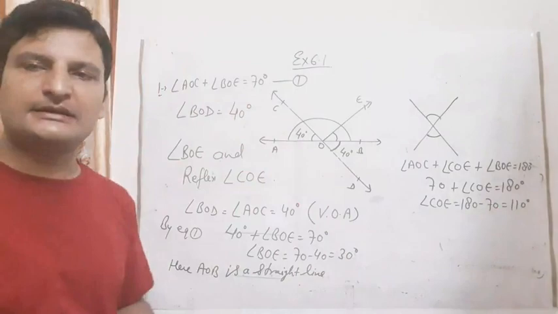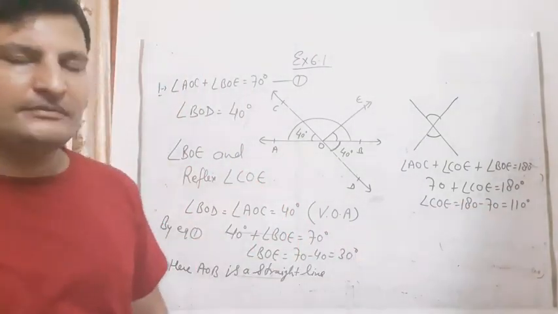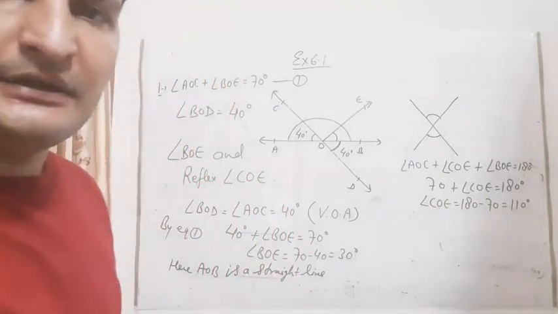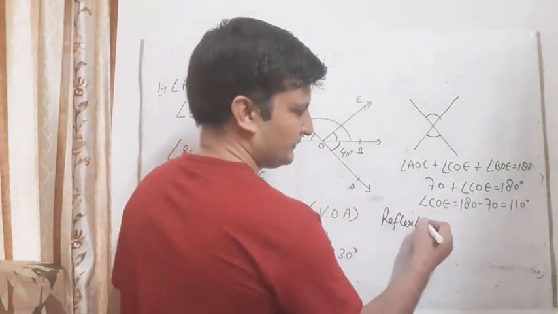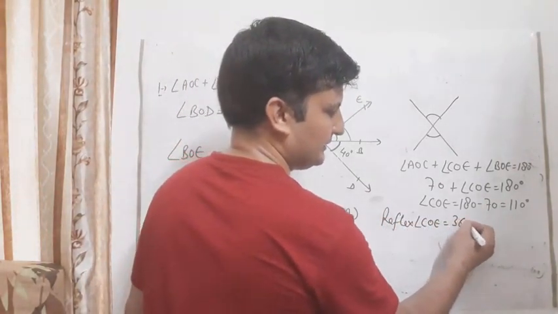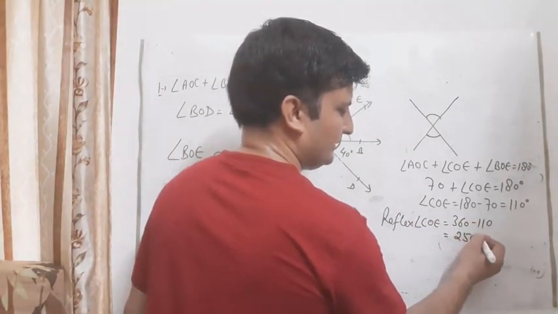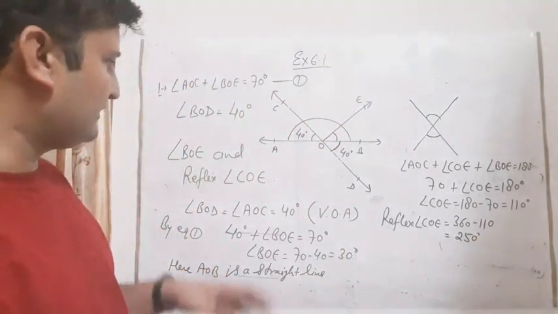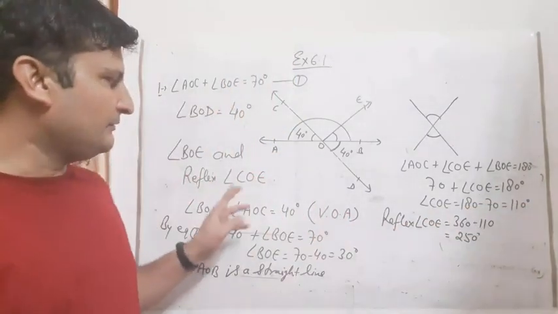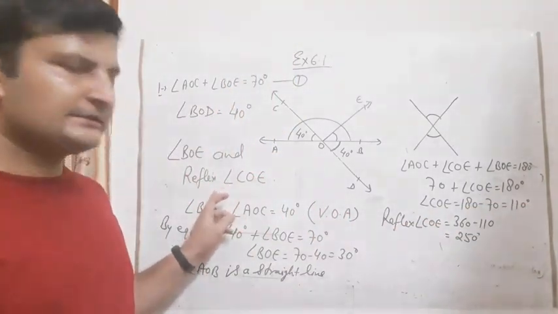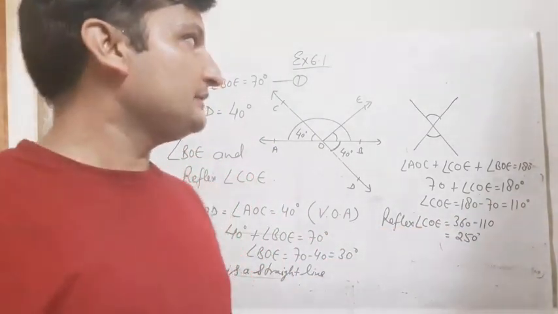Whenever you are asked for a reflex angle, what will you do? Since this is not a reflex angle, to find the reflex angle we have to subtract it from 360 degree. So you can write reflex angle COE is equal to 360 minus 110 degree, that means 250 degree. If it had asked only to find angle COE, this answer, 110 degree, is right. But here reflex angle is asked, so we have to subtract it from 360 degree. So students, this is the first question.